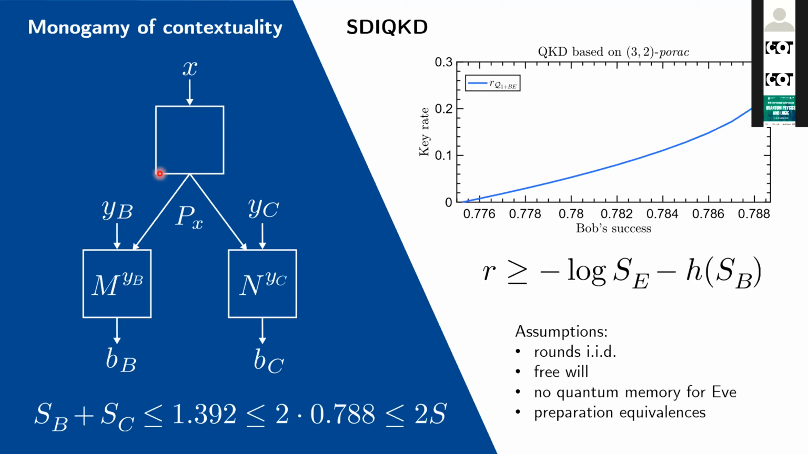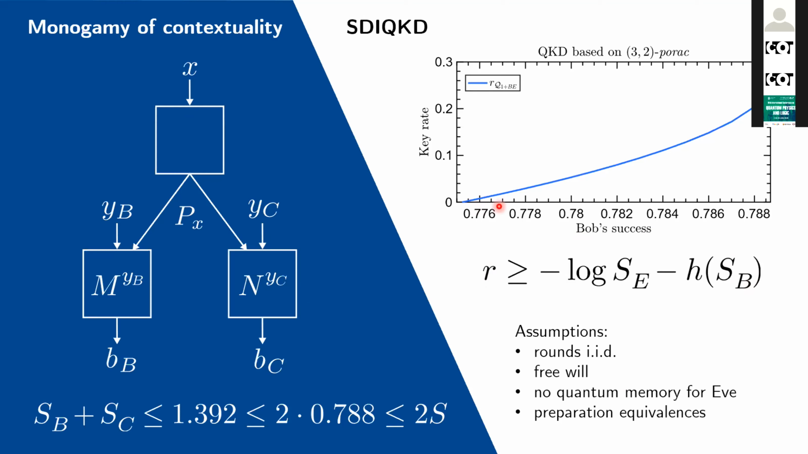And we were able to use this idea to develop a semi-device independent quantum key distribution protocol, with the idea being that now you can see Charlie as an eavesdropper, Eve, who is trying to spy on Alice and Bob. Then if Alice and Bob find their S_B, their average maximum success probability, they can bound the contextuality that Eve can share with Alice, which then allows them to lower bound this expression here, which we showed gives you a lower bound on the key rate that Alice and Bob can share.